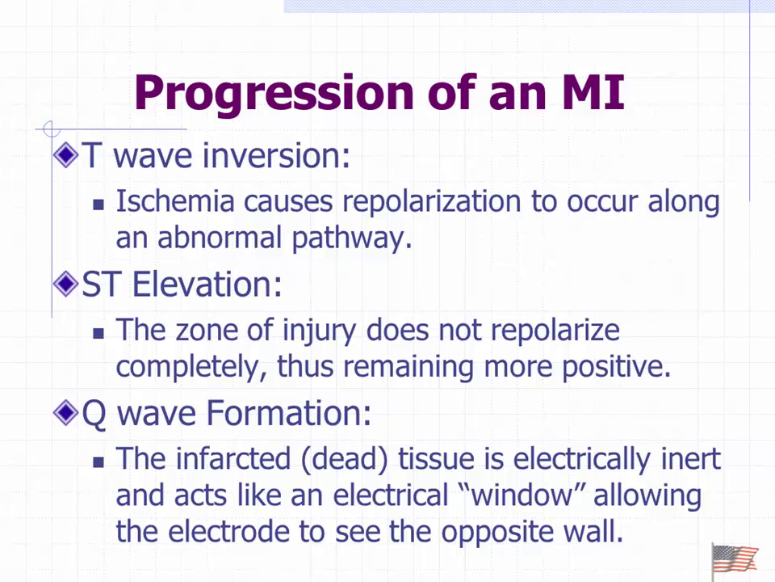Ischemia, ST depression. Injury, ST elevation. Infarction, prominent Q. Again, these are all in the leads that look at that part of the heart. What was the last one? Prominent Q. Infarction. Dead. Dead on arrival. We tried to save him, but he didn't make it.